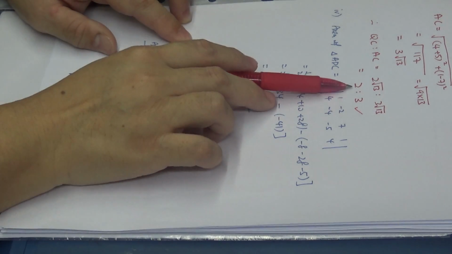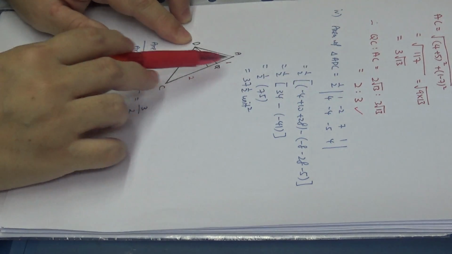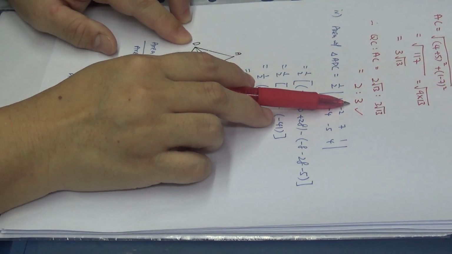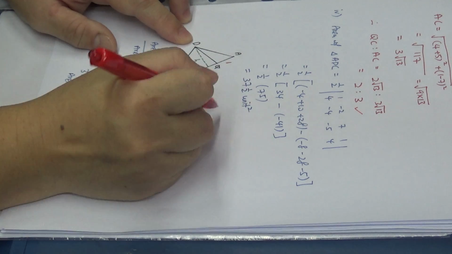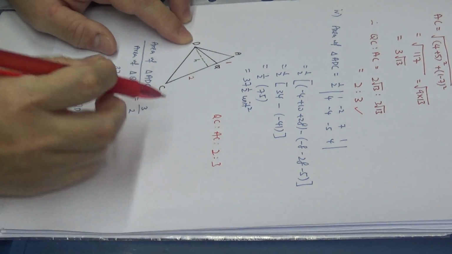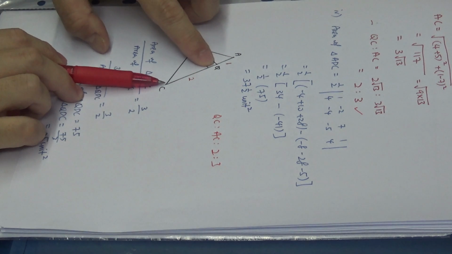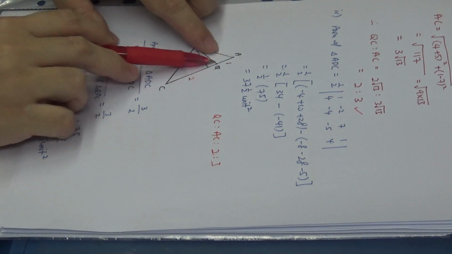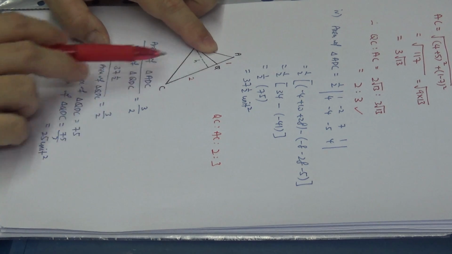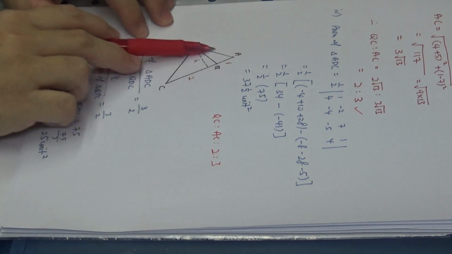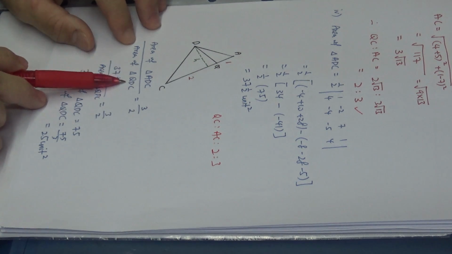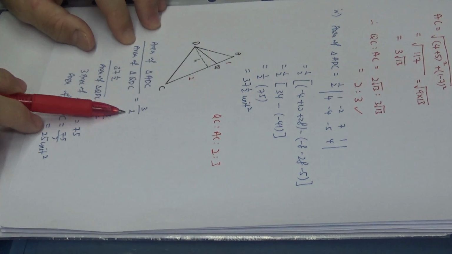Now in part 3, we know that QC is to AC is 2:3. So QC is 2 units, AC is 3 units. It follows that AQ is only 1 unit. So it's 2 units, 1 unit here. So area of triangle ADC is the whole thing here, so it's 3. Area of triangle QDC is 2 units.